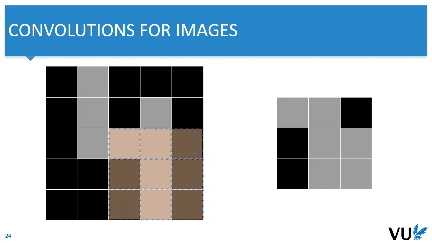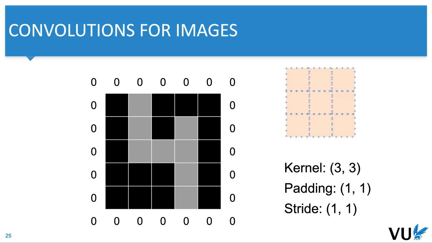Okay, no padding. So with kernel size 3, padding 0 and striding 1, we create a new image, a so-called feature map, 3 by 3. Okay, so this is how a convolutional network layer works.